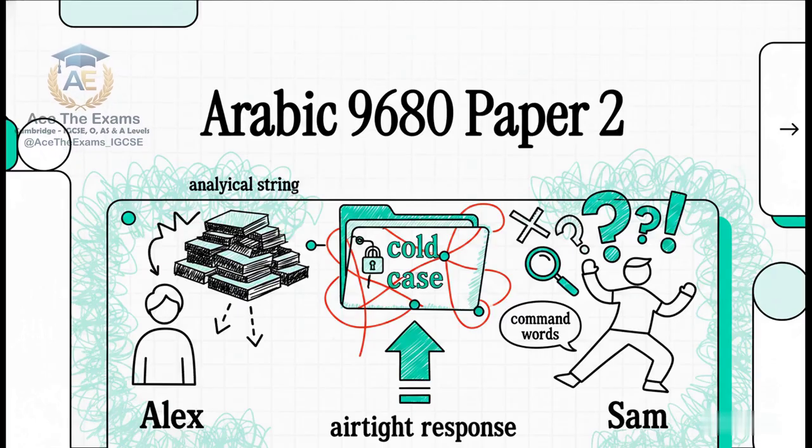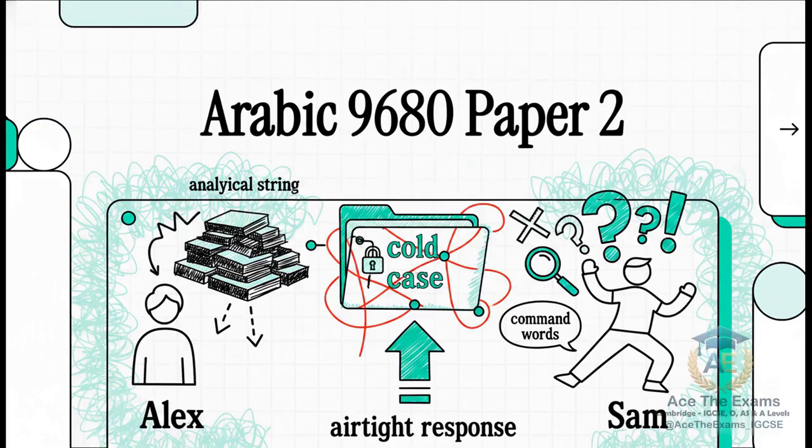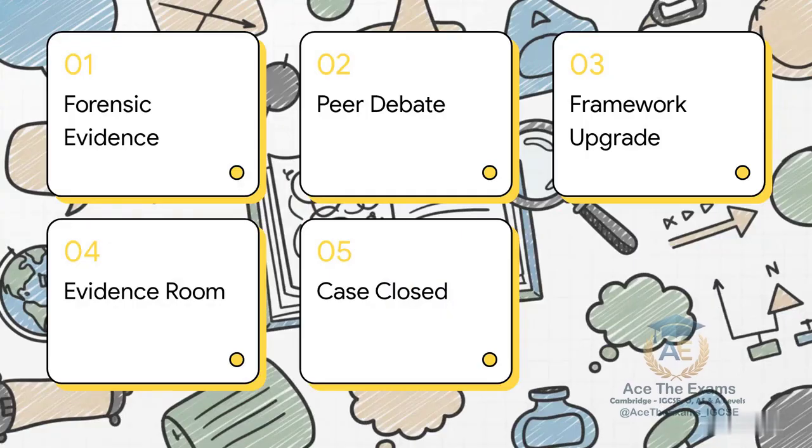So today, we are going to strip away those rookie errors piece by piece. We are going to lock down the perimeter, analyze the data correctly, and build an airtight, top-band response that examiners literally cannot deny. Here is the exact roadmap for today's case file.